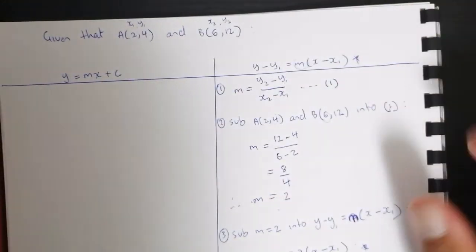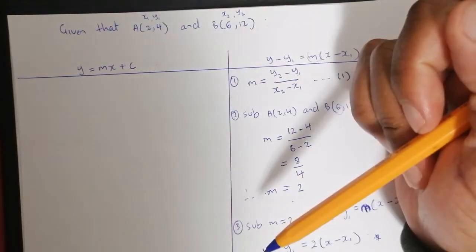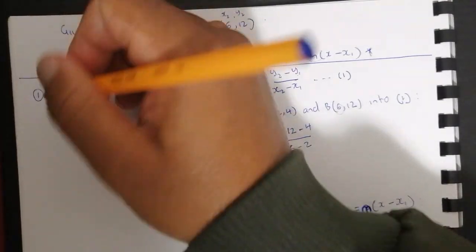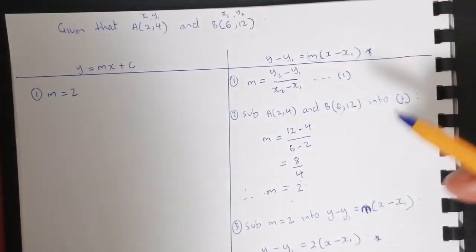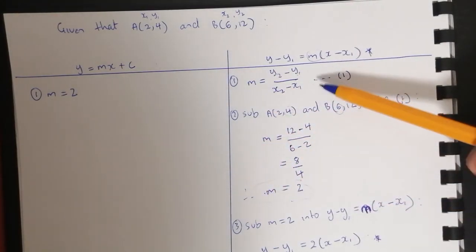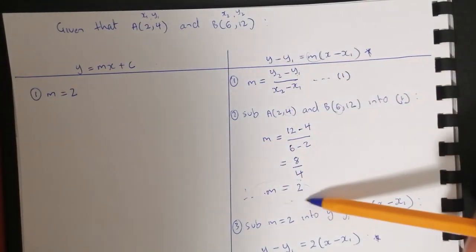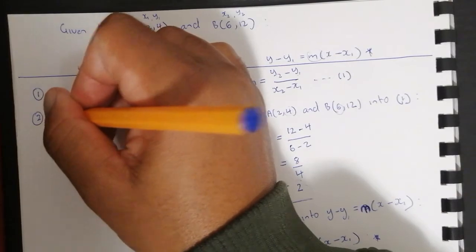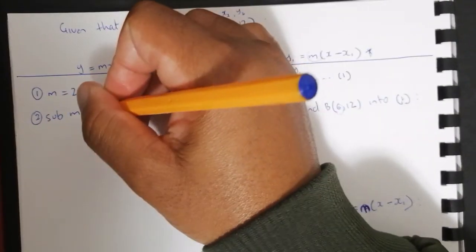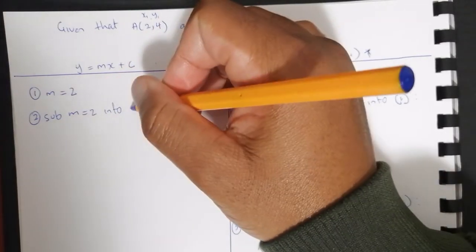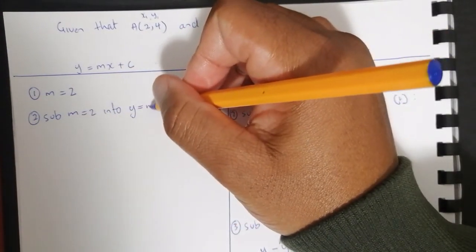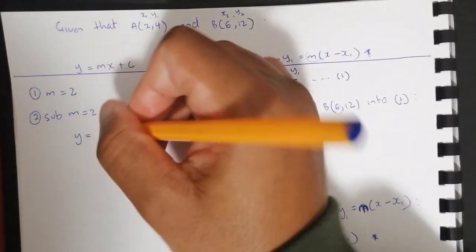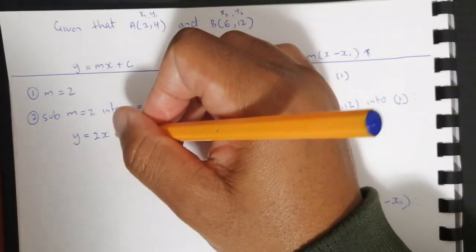And then going back to this formula now. So I'm going to reuse the value of m. So we already found m, which is 2, using this formula here. We found that the value of m is 2. So I'm just going to start by sub m equals 2 into y equals mx plus c. That gives us y equals 2x plus c.